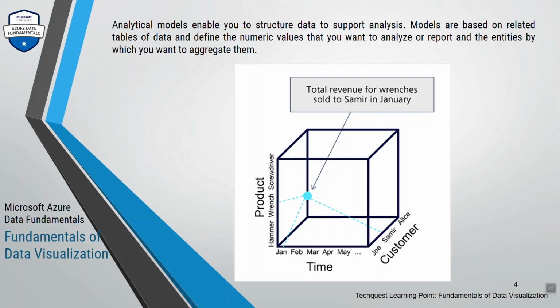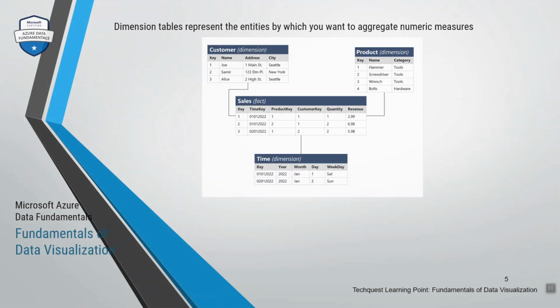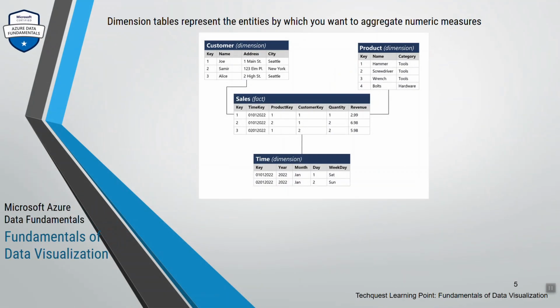Conceptually, the model forms a multidimensional structure, which is commonly referred to as a cube, in which any point where the dimensions intersect represents an aggregated measure for those dimensions. Dimension tables represent the entities by which you want to aggregate numeric measures, for example, product or customer. Each entity is represented by a row with a unique key value. The remaining columns represent attributes of an entity, for example, products have names and categories, and customers have addresses and cities.